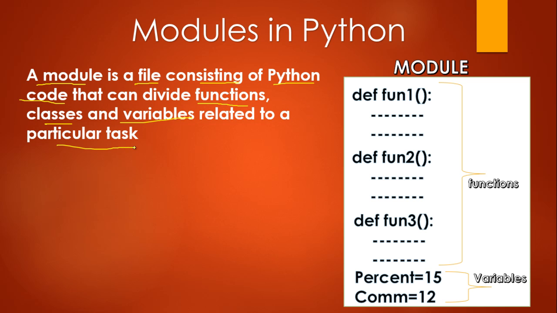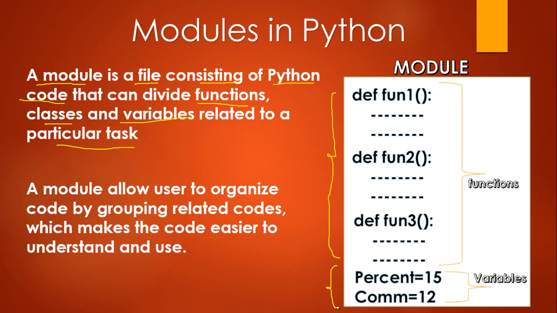So according to this information, a module is basically a file which consists of Python code, and that code includes functions, classes, and variables. Right now in this example I have included the concept of functions and the concept of variables. These three are the functions, and these two are the variables. So in this diagram I have taken the example of functions and variables only. The module is a file which contains functions and variables related to a particular task.